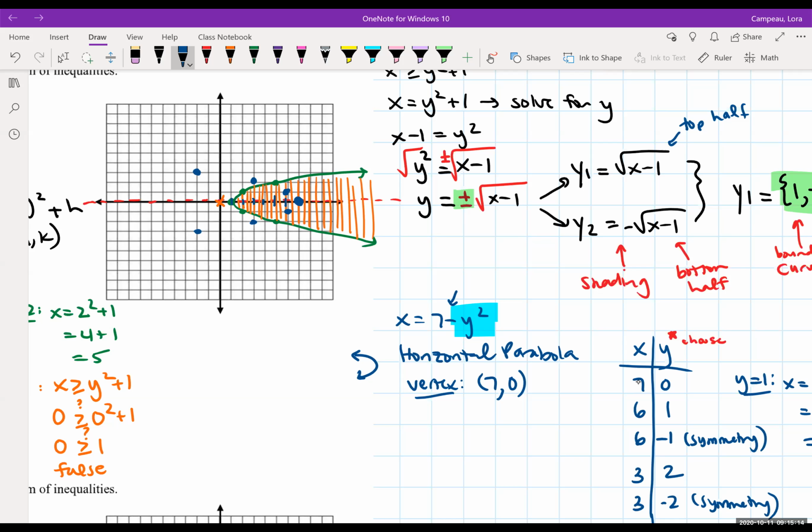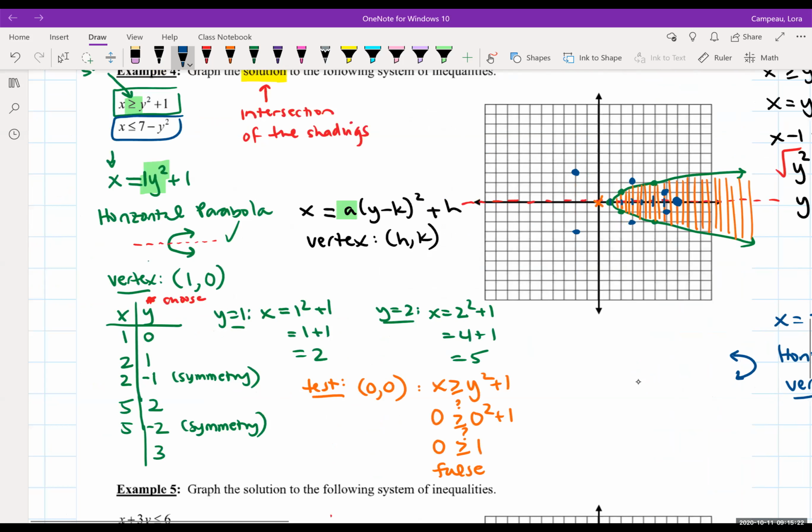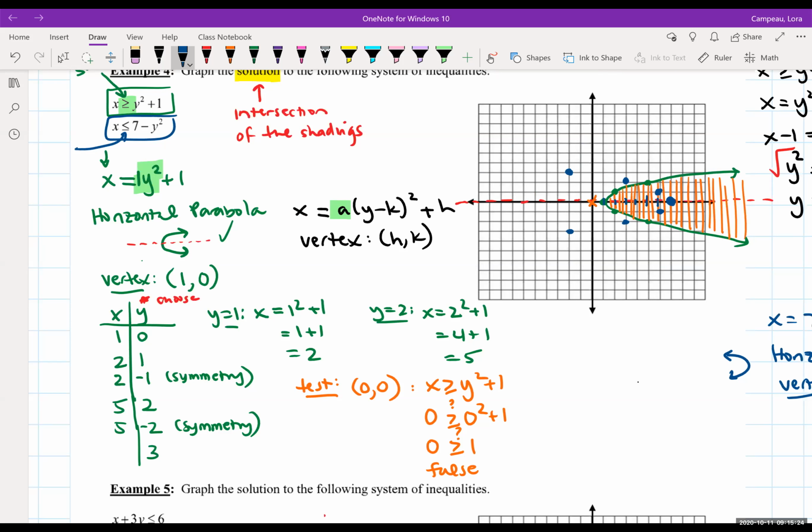Next thing we want to decide for ourselves is, should we have a solid or dashed curve? So go back and double check. And you notice right away, less than or equal to, we are using a solid curve when we are doing our sketching, our graphing. So we'll do our best, trying to make ourselves a U shape.